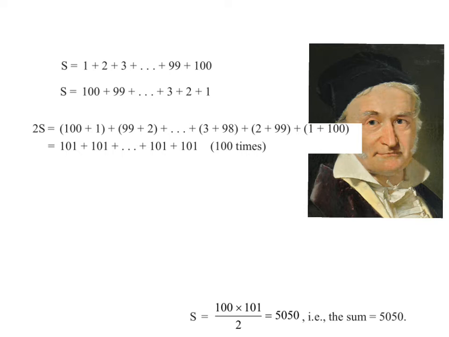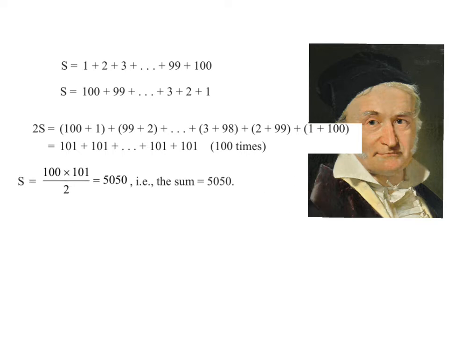If you observe that, adding the two equations, you get 101, 100 times. So 2S equals 101 times 100. Then what he did was, he divided 101 times 100 by 2, because there are 100 101s, and since the numbers are repeated twice, he divided by 2 and he got the sum immediately as 5050. So this is how Gauss found out the sum of the first 100 numbers.